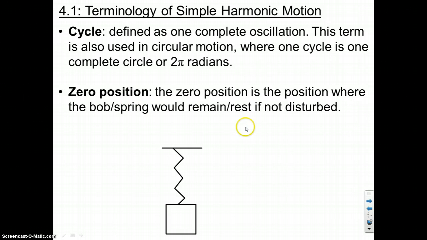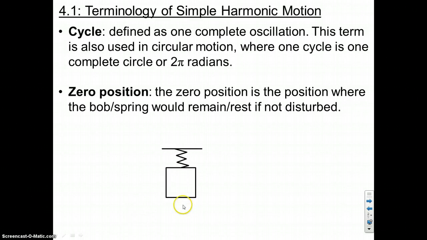So the zero position is the spot where the bob or the spring would remain at rest if not disturbed. So let's say we stretch this spring out, okay? We pull the mass down to stretch it out. It's all stretched out, not very compressed. If you let go, it's going to go back up. So that's not the zero position. Likewise, if you scrunch it all the way up and let go, it's going to fall back down. So that's not the zero position. The zero position is somewhere in between, where if you let go, it just stays there.